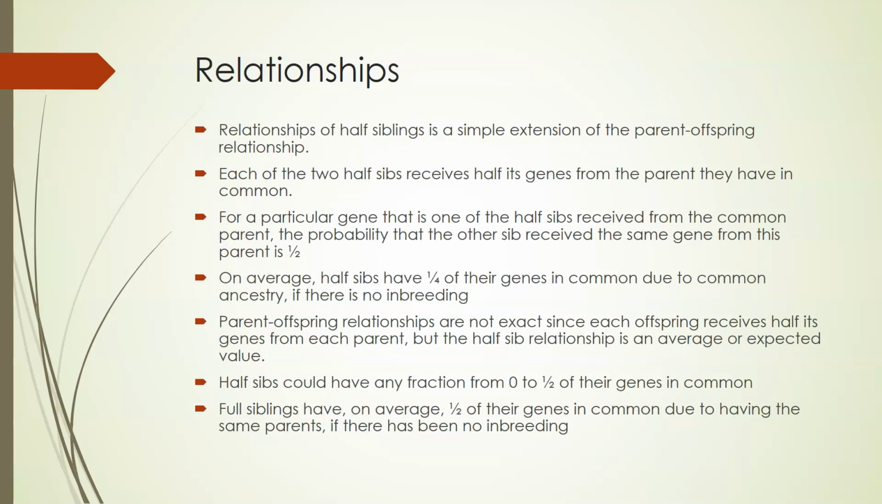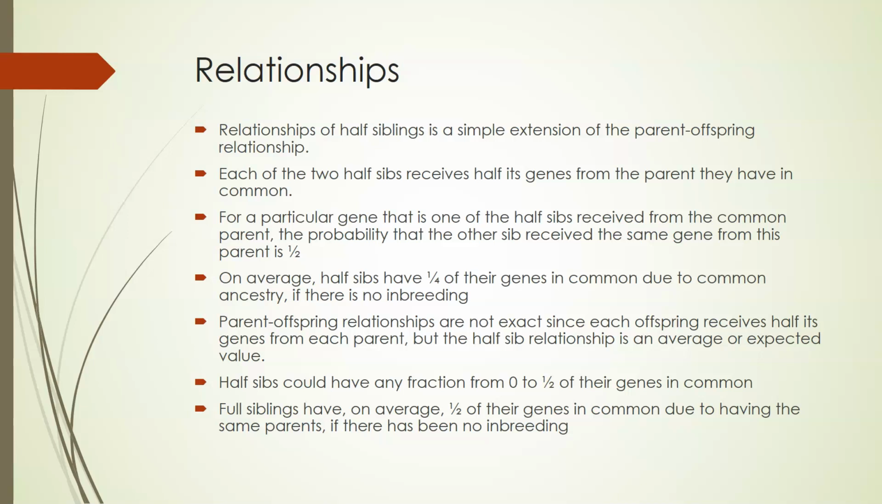So we know that the relationship of half-siblings is a simple extension of the parent-offspring relationship. Each of the two half-sibs receives half its genes from the parent they have in common. So for a specific gene that one of the half-sibs received from a common parent, the probability that the other sibling received the same gene from this parent is about a half, because they might share the same sire, or they might share the same dam. On average, half-sibs have about a quarter of their genes in common due to common ancestry, if we don't see any inbreeding.